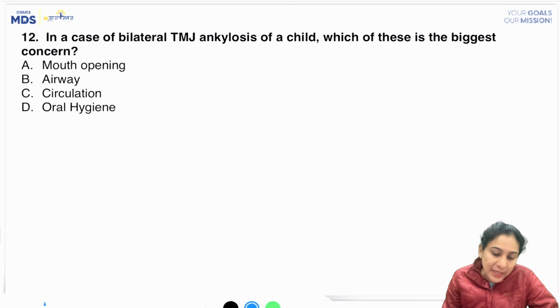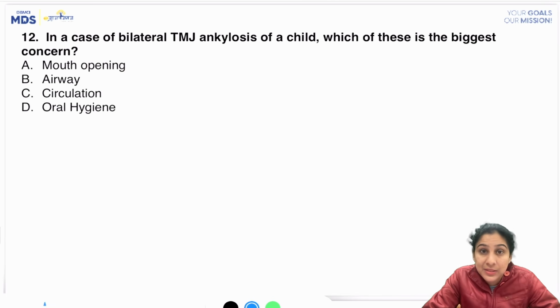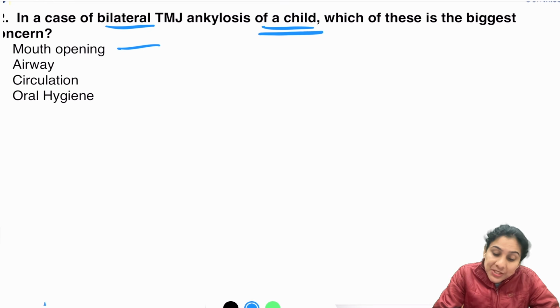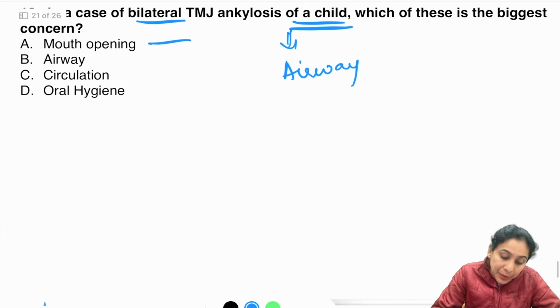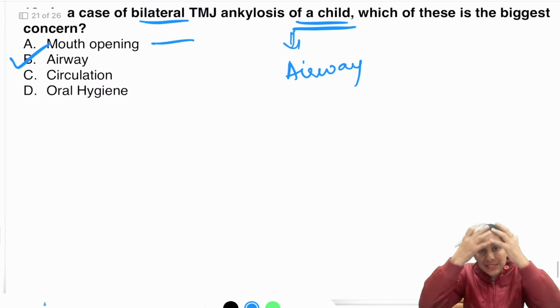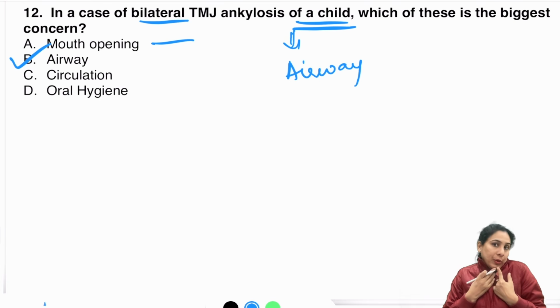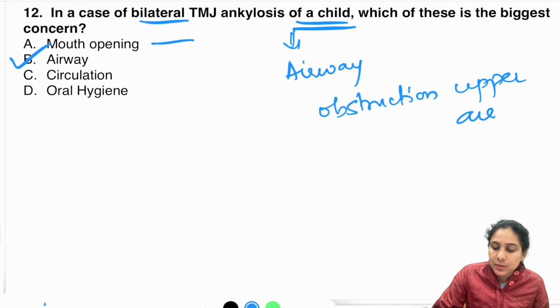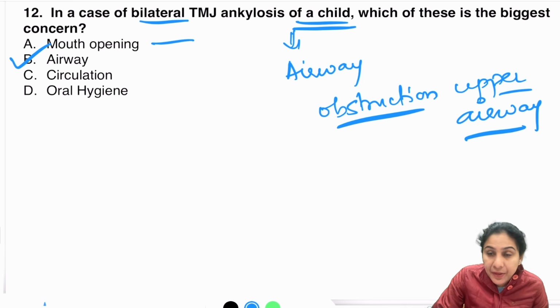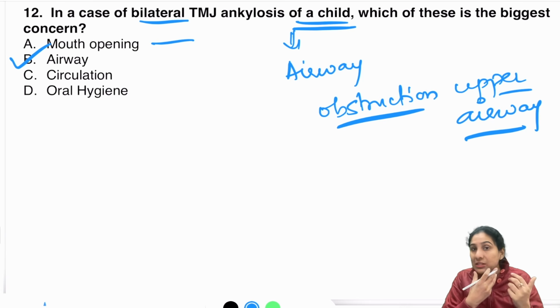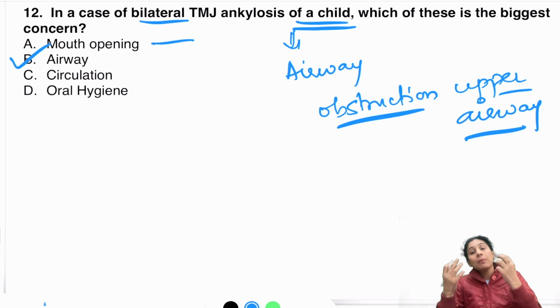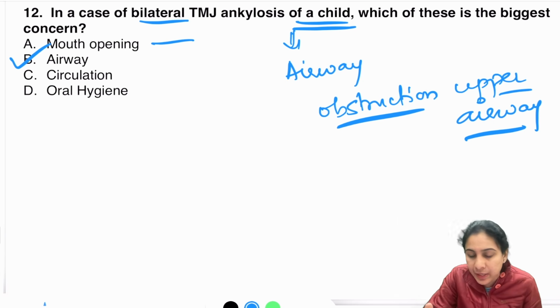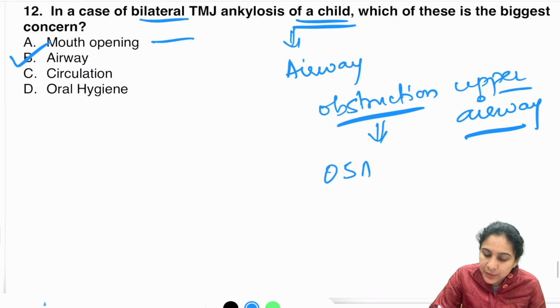Coming to the 12th question, in a case of bilateral ankylosis of a child, which is the biggest concern? In a bilateral growing child, my biggest concern is airway. Because everything else is growing, but my mandible is not growing in a child. It will cause an obstruction to the upper airway. And when the child is sleeping, when the muscles of the tongue and everything are relaxed, it will fall back and cause a blockade in my upper airway, something which is known as obstructive sleep apnea.